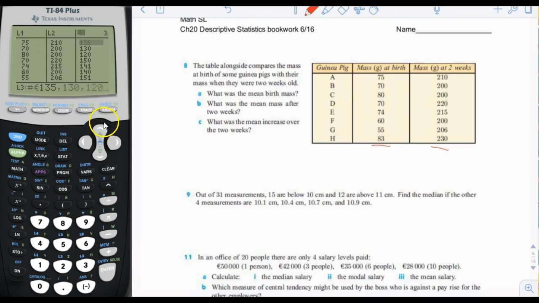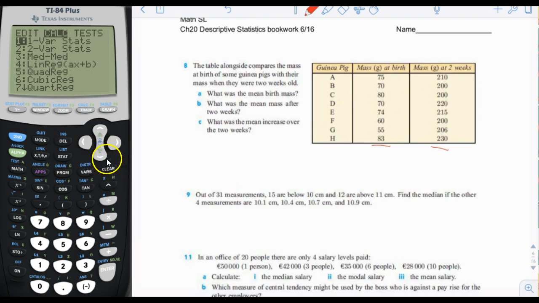So what I'm going to do is I go up to L3 and I'm going to say, hey, L3 is equal to L2 minus L1. So I'm putting a formula in for L3, and I'm going to make L3 by subtracting 210 minus 75, 200 minus 70, etc. Just like Excel. Okay? So now I have these three columns. I'm going to figure out the average for each one. I think the only way to do that is to do stat calc 1 bar stats. Okay, so let's do that.